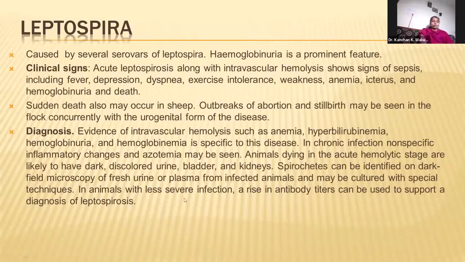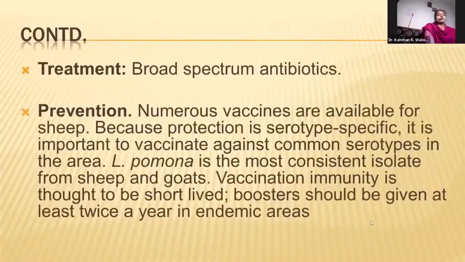Along with that, the urine is dark, and the bladder and kidney are also full of this dark colored urine. Culture of this organism is very difficult, and since it is zoonotic, it is to be handled with care, and it needs special media. So we can send these samples to the Madras Veterinary College, and you can get the organism cultured there. Treatment is broad spectrum antibiotics. Now, how to prevent? In endemic areas, you can go for vaccination.